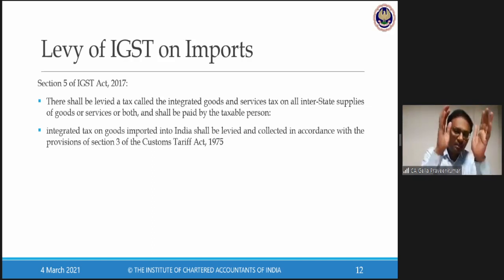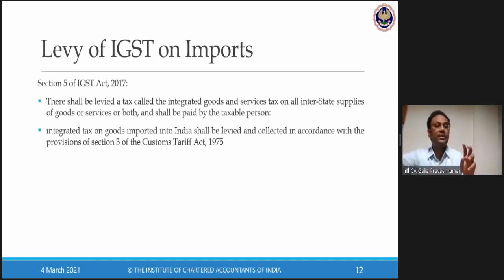If there is an import of goods, my IGST shall be levied. How? As per Section 3 of my Customs Tariff Act. So when the goods are imported into India, at customs station, when there is an assessment done under customs law, Section 12 of Customs Act 1962, read with Section 3 of Customs Tariff Act, when the customs authorities do the assessment of customs duty, along with customs duty, a tax is paid called integrated tax.